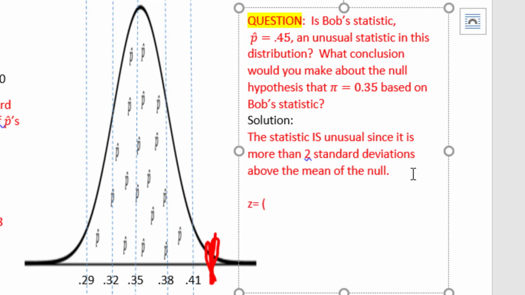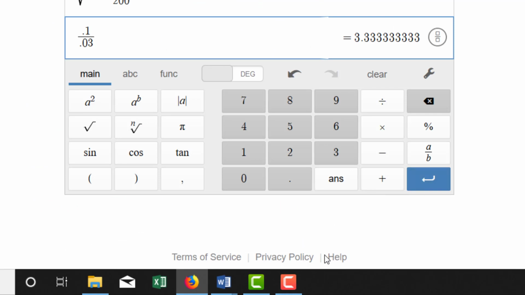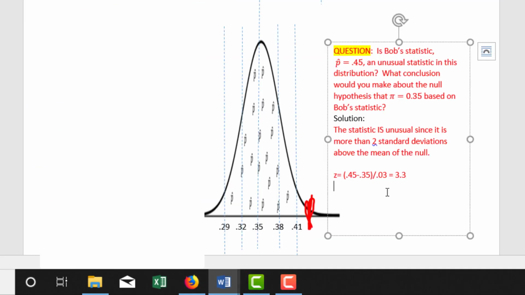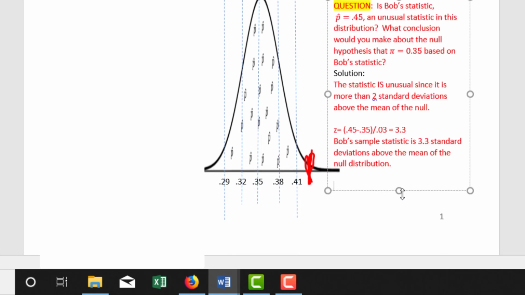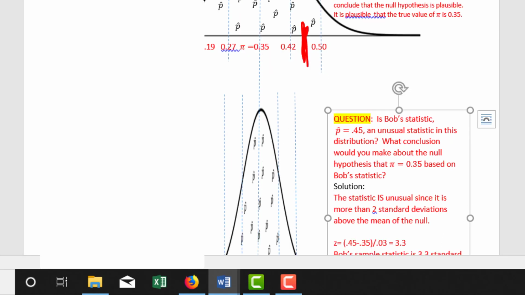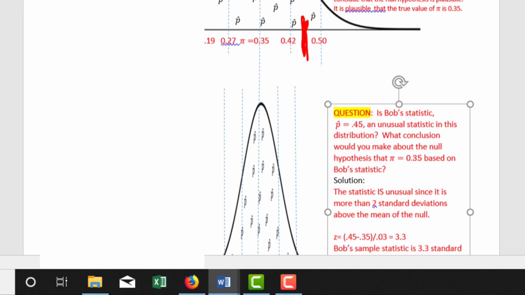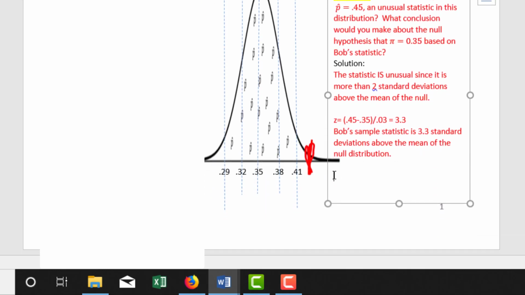So to find the actual standardized statistic, we can find the z-score. The z-score this time is our statistic, 0.45, minus the mean of our null, which is 0.35, divided by the standard deviation of the null distribution, which is 0.03. If we divide that out, we get 3.3. Bob's sample statistic is 3.3 standard deviations above the mean of the null distribution. So, since Bob has an unusual statistic, Bob would conclude that he has very strong evidence against the null hypothesis. And Bob has strong evidence that it is not 0.35 since his sample statistic is so unusually high.